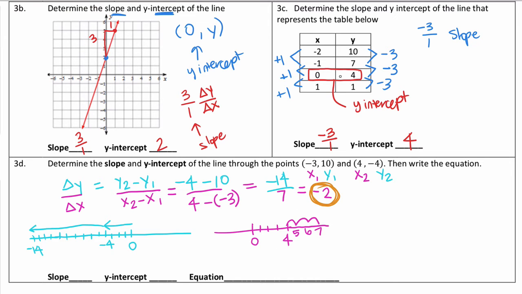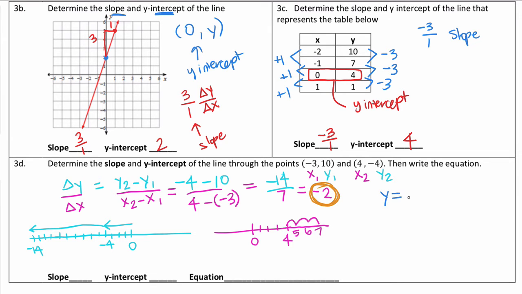Well, now I need to find my y-intercept. Now, I could find it by looking at my graph. I could find it by looking at my table, but I don't have anything to look at. My points I was given are not y-intercepts. The x's are not 0, so I have to discover or figure out what my y-intercept is. So let's do that. I've got an equation I can use.